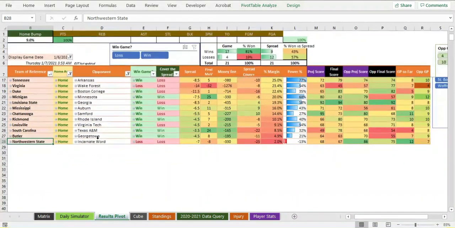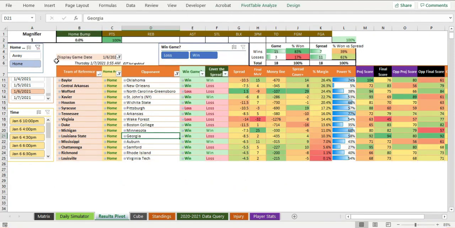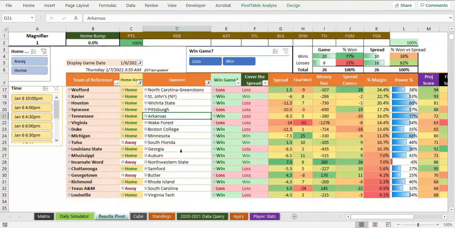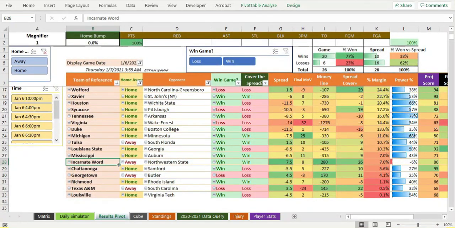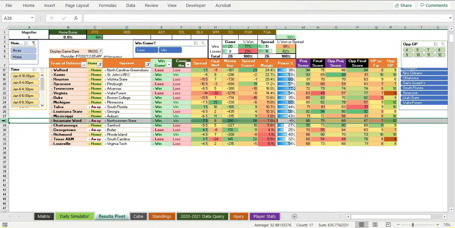You know why I did? If you watched the video yesterday, you'll see, and when we messed around with our home bump and how much we bumped the home teams, you can see that actually we had Incarnate Word beating them at plus 280. Now, because they're on the road, we never advise it because the algorithm's always saying these teams that are down here with low power percentages, with low margins, they're not winning, right? And Incarnate Word, I think only had 5 games, or how many games did they have? No, they had 7 games.